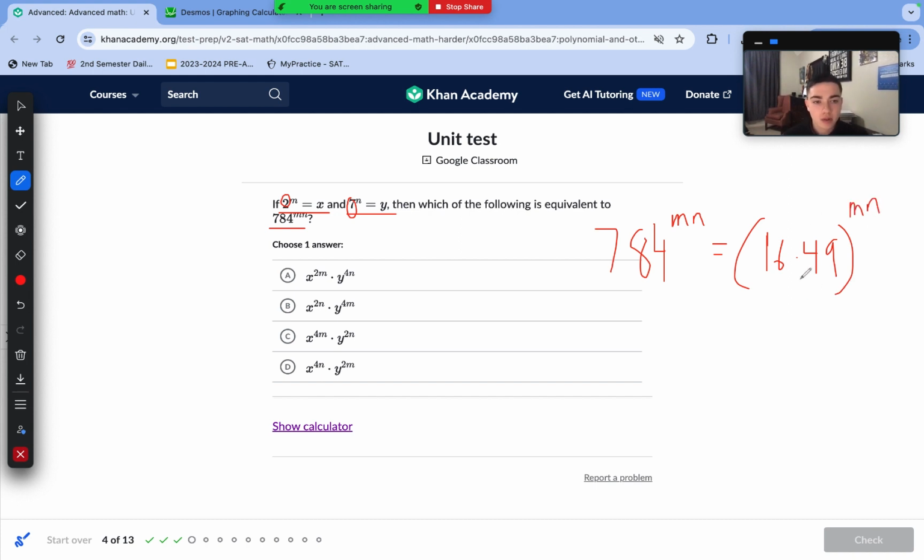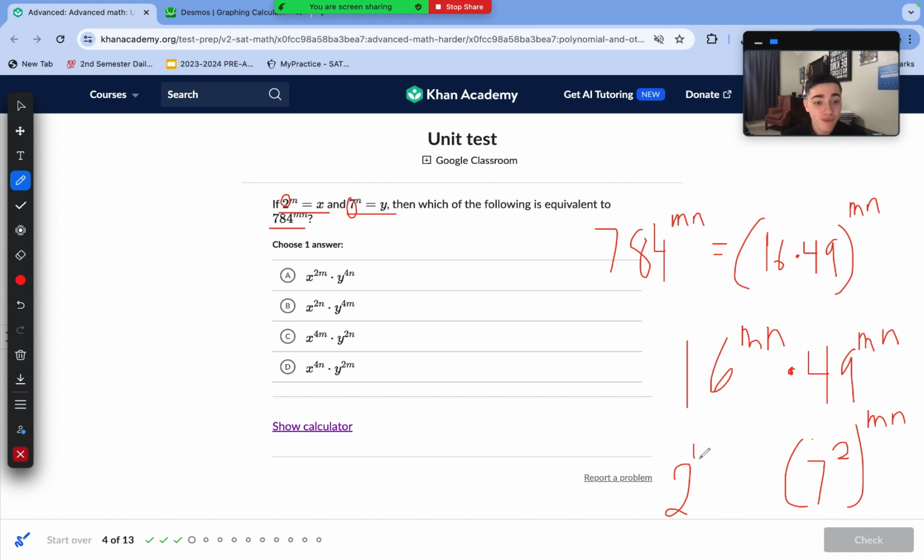Alright, now at this stage we can go ahead and separate this into our two different terms, 16 to the power of mn and times 49 to the power of mn. And now we can go ahead and rewrite these as 2 to the power of something, 7 to the power of something. We'll start with 49. We know that 7 to the power of 2 is just 49, so we can replace 49 with 7 to the power of 2 to the power of mn. And now we can replace 16 to the power of mn with 2 to the power of 4 to the power of mn.